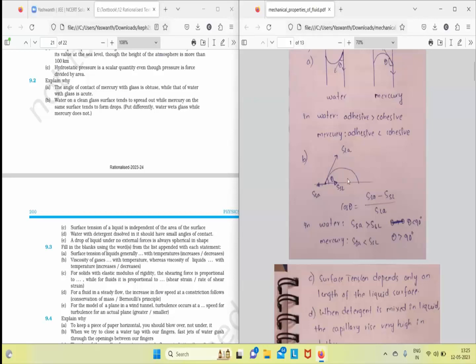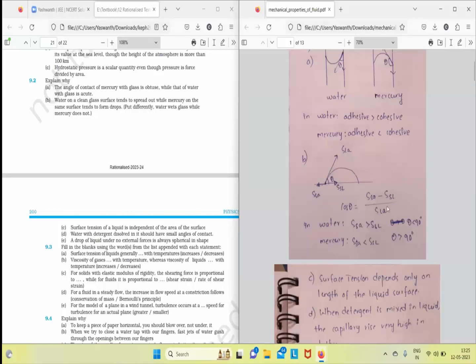So here you have three different kinds of materials. One is the solid on which the liquid is resting. So this is the solid, this is the liquid, and the surroundings will be air. S_SA will be the interaction force between solid and air. S_LA will be the interaction force between liquid and air, and S_SL will be the interaction force between solid and liquid. And since this point is at equilibrium, all the forces acting on it should sum up to zero. So by using this concept, the angle of contact theta, cos theta equals (S_SA minus S_SL) by S_LA.